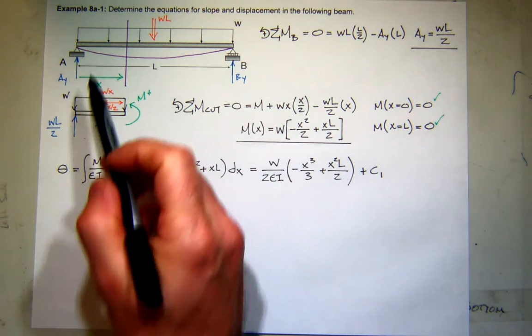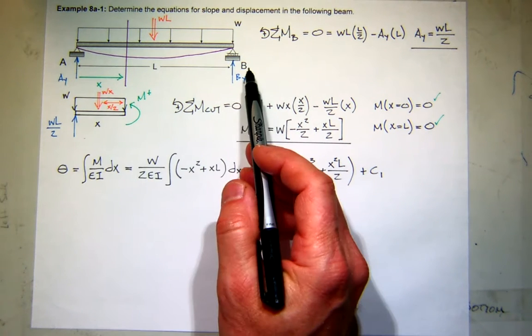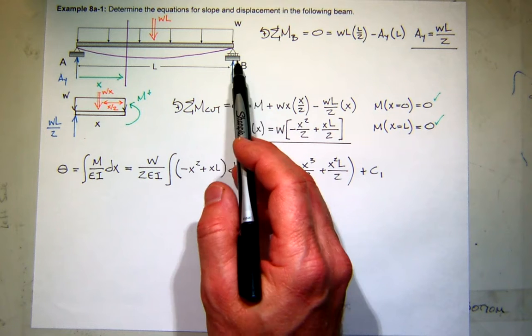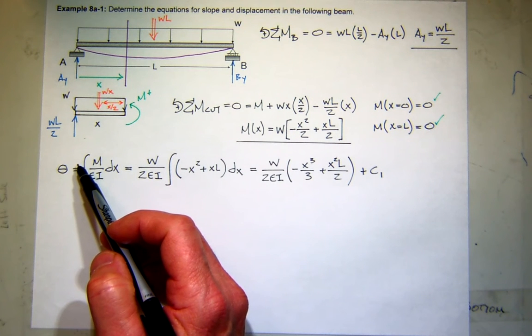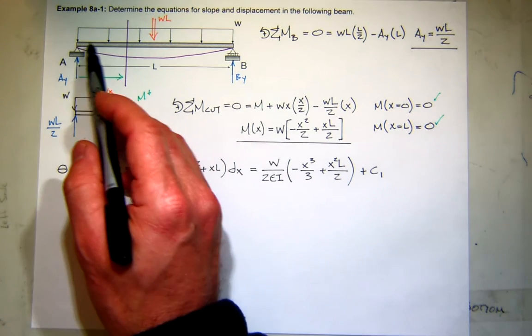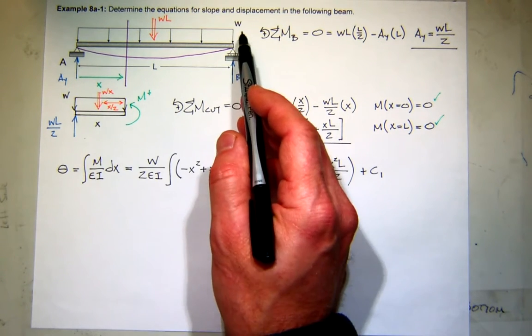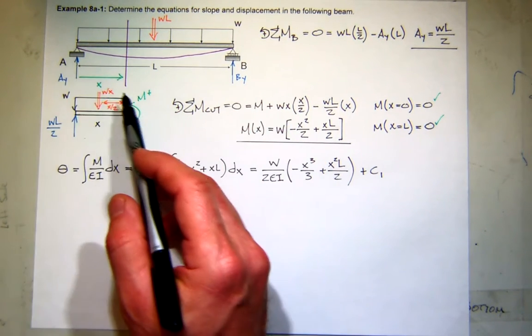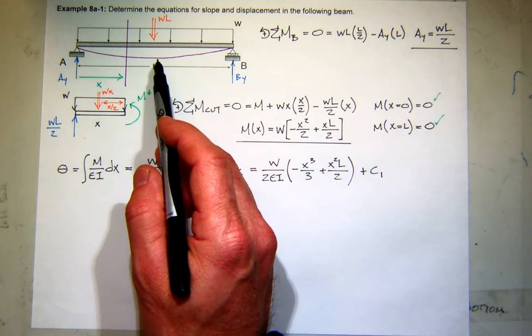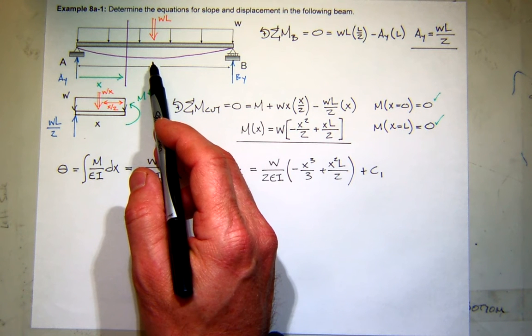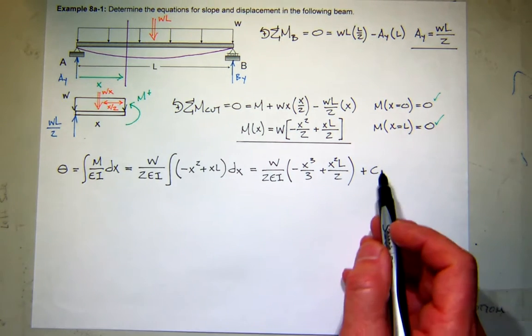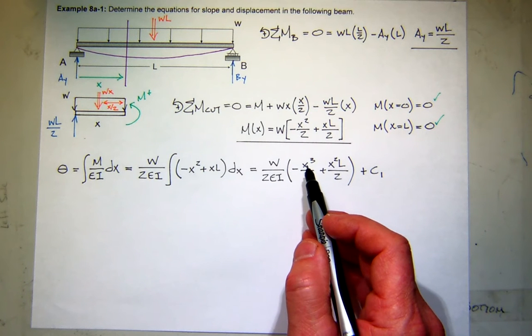Now with these boundary conditions, I don't know anything about slope. I do want to mention at this point, though, that with this distributed loading being uniform and this geometry, what do you think the slope is right in the middle? 0. So that is a possibility for this particular case that you could evaluate and find C1 when x is equal to L over 2.